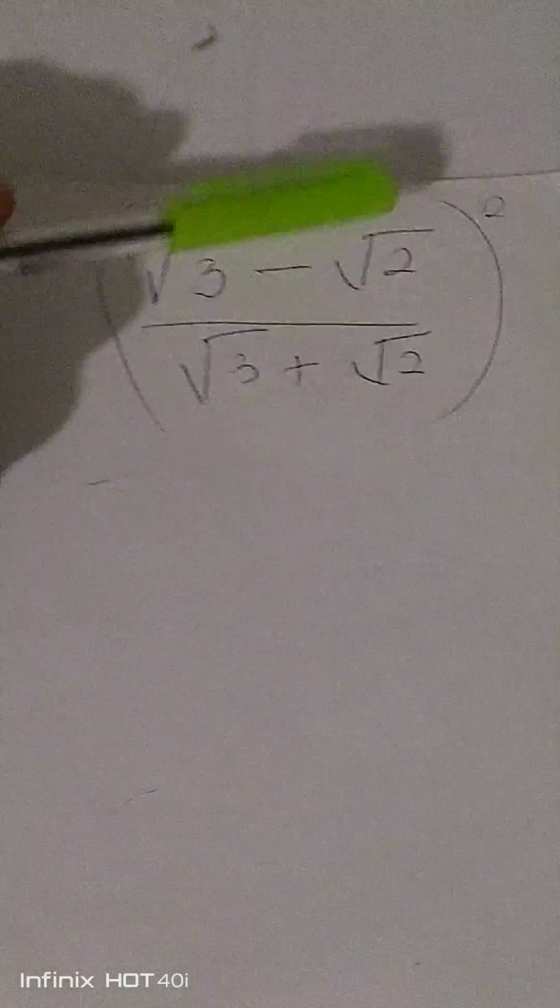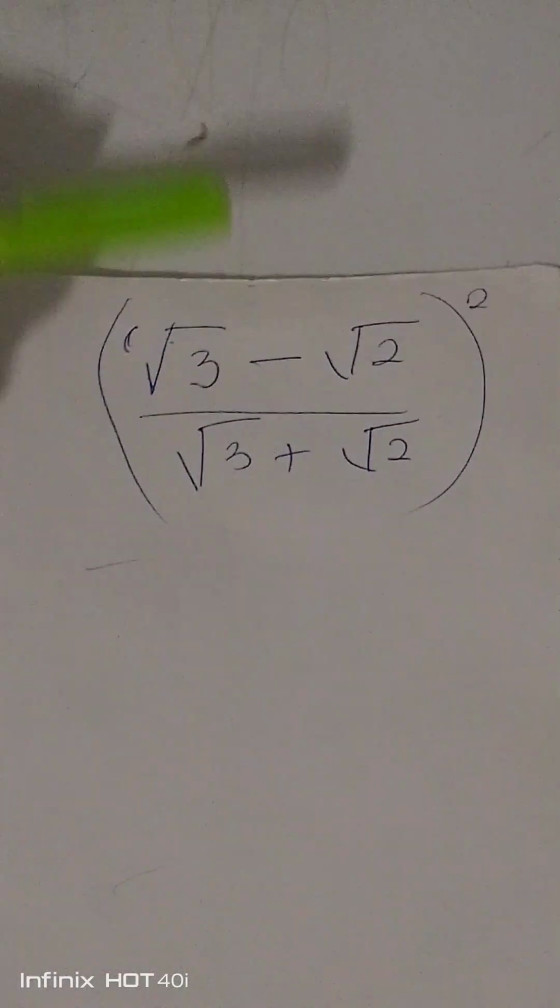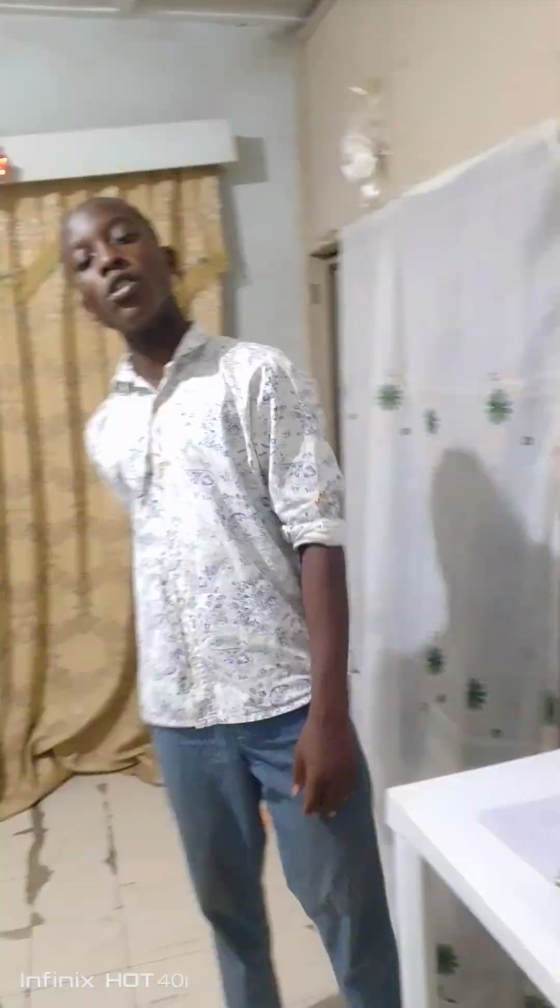We have this lovely, beautiful question here. It says root 3 minus root 2 all over root 3 plus root 2, all squared. How are we going to solve this question? If you have the basic knowledge of surds, you can solve this question. It's very simple, also by rationalization, but today I want to add a formula.